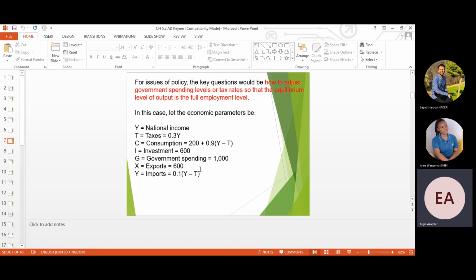And for issues of policy, the key questions will be how to adjust government spending levels or tax rates so that the equilibrium level of output is the full employment level. In this case, let the economic parameters be: Y is national income, T is taxes, 0.3Y, C is consumption, 200 plus 0.9(Y minus T), investment is 600, government spending is 1,000, export is 600, and import is 0.1(Y minus T), the so-called disposable income after the tax.